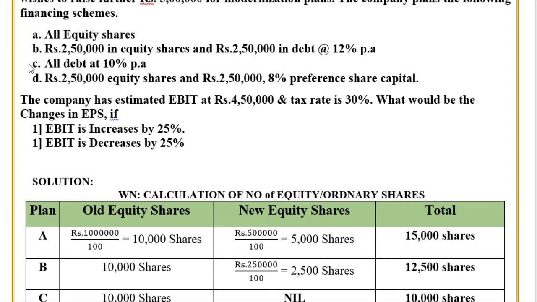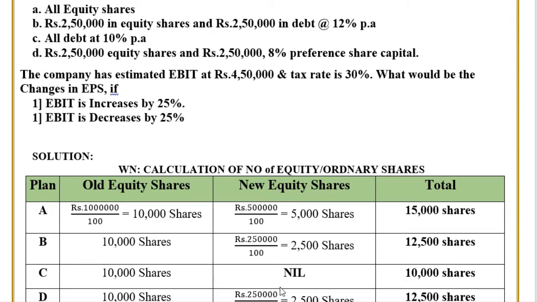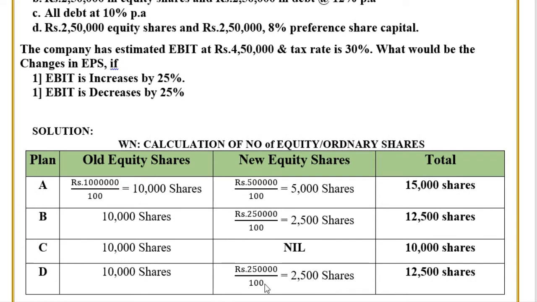So on, like plan C, all in debentures. There are no equity shares in plan C, therefore nil, 0. So 10,000 plus 0, 10,000 shares. Let us say in plan D, there are 2,50,000 equity shares. So 2,50,000 divided by 100 rupees, that's the face value. So we'll get 2,500 shares. So 10,000 shares plus 2,500 shares, you'll get 12,500 shares.